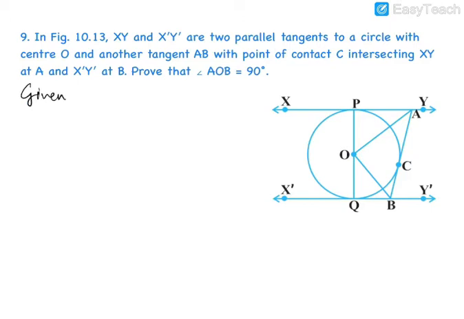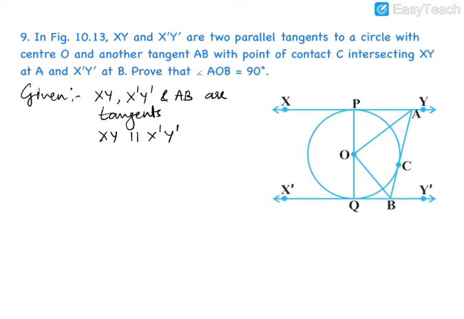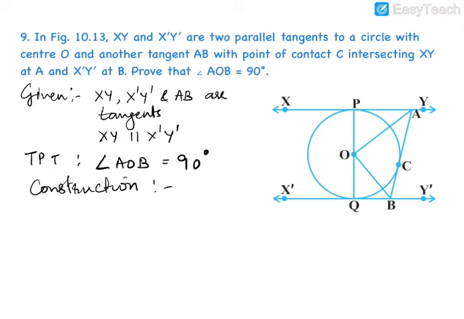Write down what is given in the question. XY, X'Y' and AB are tangents, and XY is parallel to X'Y'. We have to prove angle AOB is equal to 90 degrees. In order to prove this, we will have to do some construction. That is, we will have to join O to C.